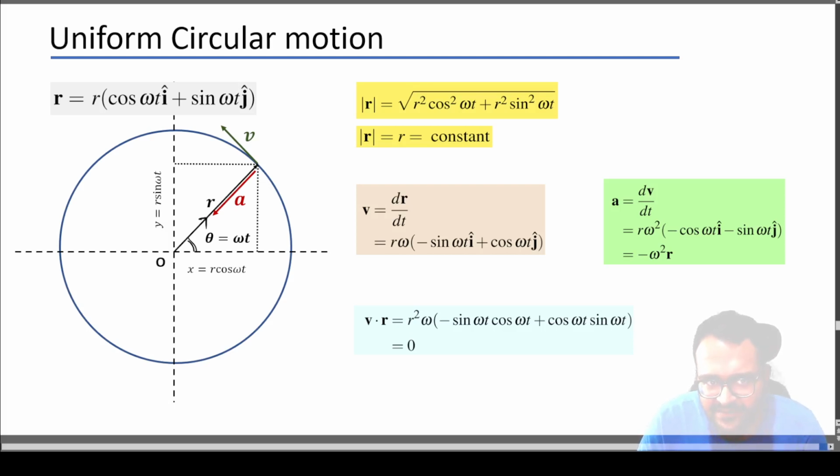So then your r becomes this, and if your r becomes this, your modulus of r is constant. r squared cos squared omega t plus r squared sin squared omega t, and whatever your t is, this cos squared and sin squared will always give you 1, so the modulus of r will remain constant. That's uniform circular motion, the radius of that circle always remains constant. And your velocity dr/dt is r omega, take the derivative of it, it will give you minus sin omega t i cap plus cos omega t j cap.